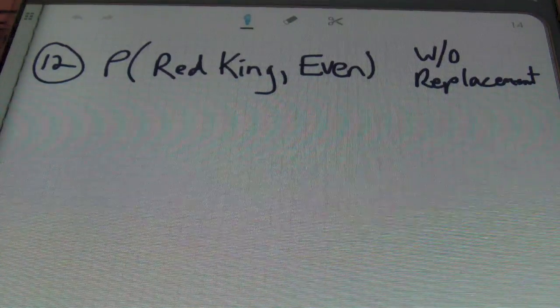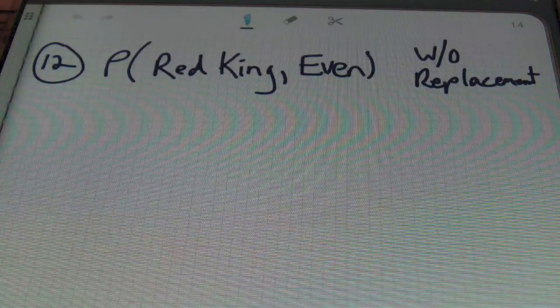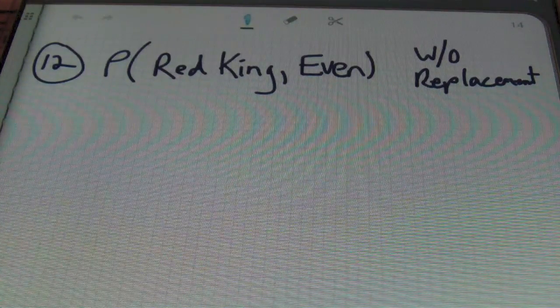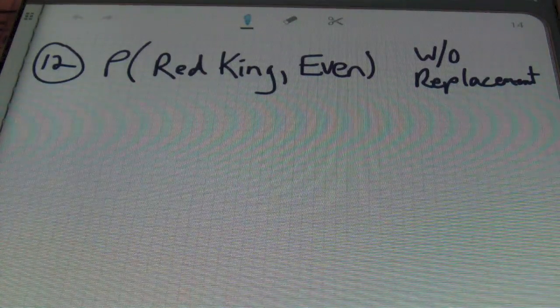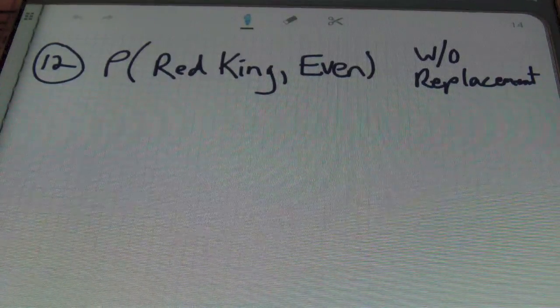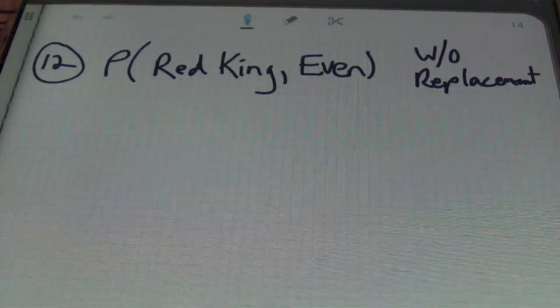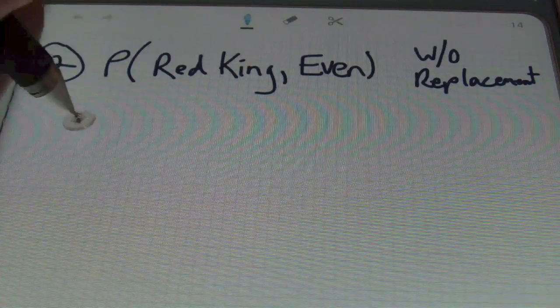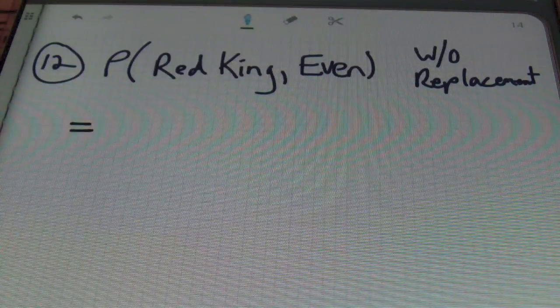All right, so that means I'll be pulling out 2 cards in this probability, not just one like the previous problems. Here, I'm pulling out 2 cards, one behind each other, and I won't be replacing the card that I pull first. Okay, let's see what this looks like. First of all, we're going to start with a red king.